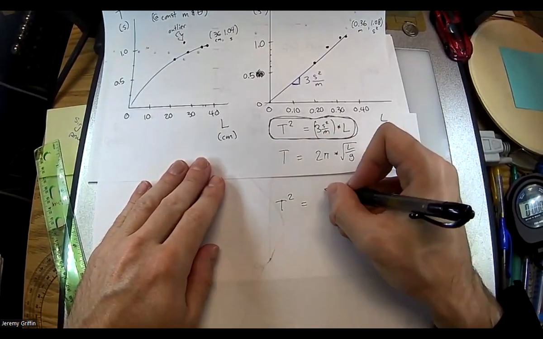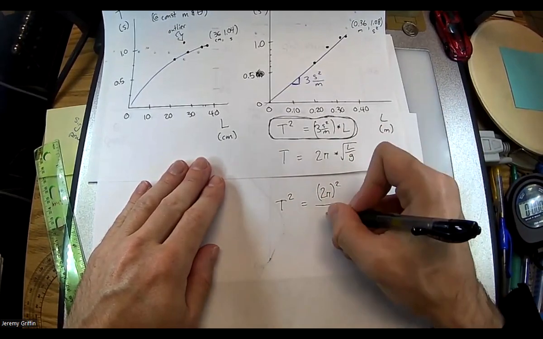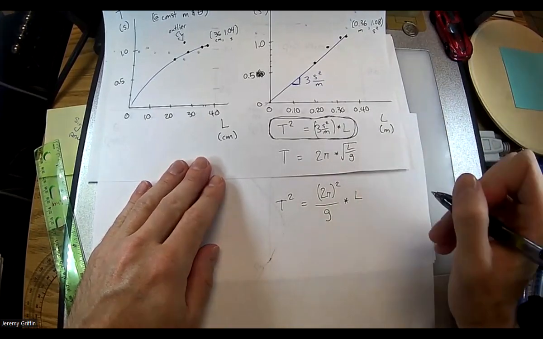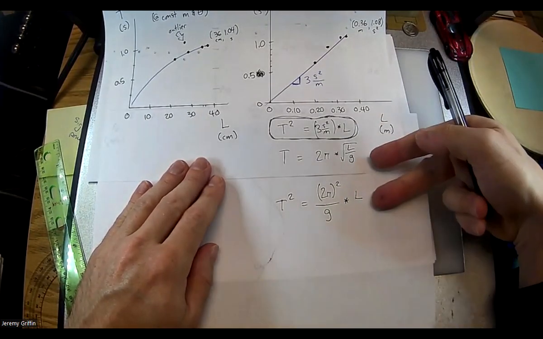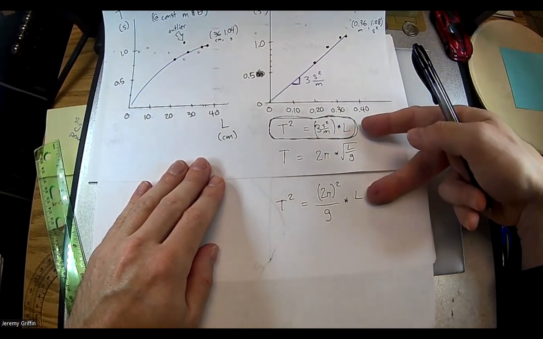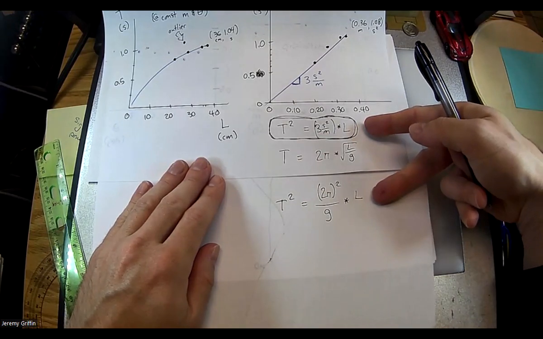So if I square all this stuff, I've got 2 pi quantity squared. Now the G I'm going to bring out here. And then square root of L squared is just L. So, okay, now this and this are the same thing. But now what I just wrote looks a lot more like this boxed in answer from you guys' lab, right?